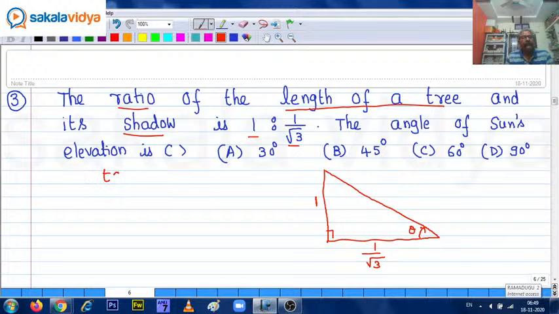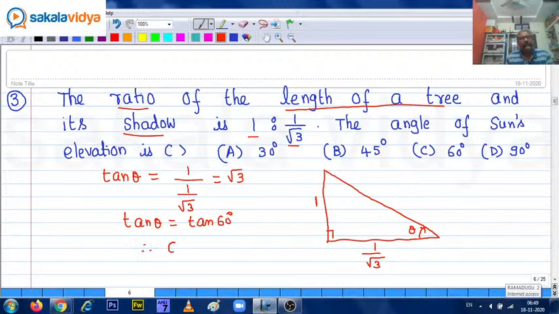Apply tan theta. What is tan theta? Opposite by adjacent, 1 upon 1 by root 3. Reciprocal of 1 by root 3 is root 3. So tan theta is equal to tan 60 degrees. Tan 60 is root 3. Therefore, the angle of sun's elevation is 60 degrees. C is the right option. Yes, absolutely correct. Everybody correct.